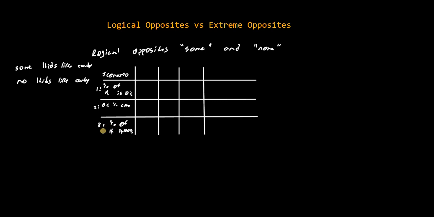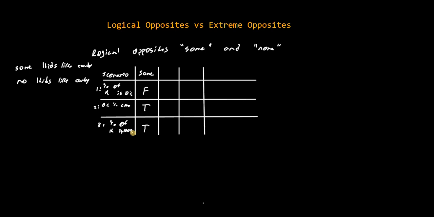Okay, so let's start off by looking at the sum. In scenario 1, where the percentage of kids who like candy is 0, sum is false. In scenario 2, where the percentage is between 0 and 100, sum is true. Right? Because for sum to be true, you need at least 1. And sum includes most and sum includes all. So even if it's 99%, sum is still true. In scenario 3, 100% of kids like candy, sum is true because sum includes all.